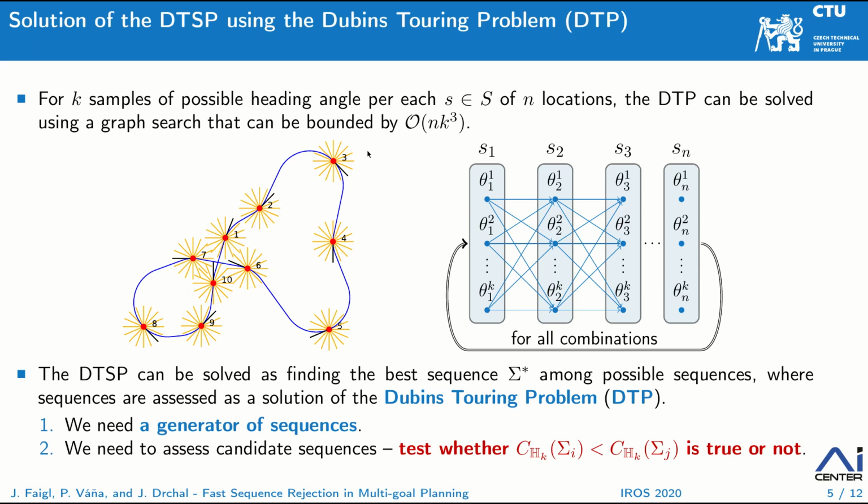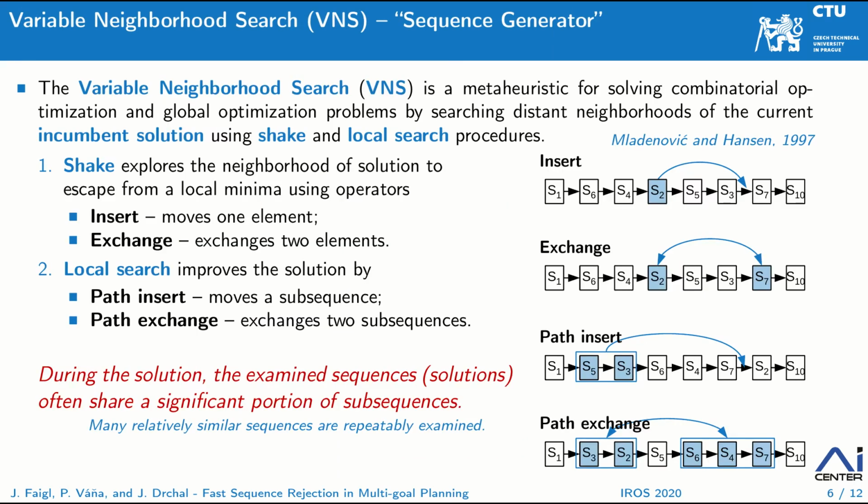Having a solution of the DTP, we can solve the DTSP as finding the best sequence among all possible sequences that are assessed as a solution of the Dubins Touring Problem. So, we need a generator of sequences and we need to assess candidate sequences to test which sequence is better. As a sequence generator, we consider the variable neighborhood search, the VNS, that is a meta-heuristic for solving combinatorial and global optimization problems. The VNS was introduced by Mladenovic and Hansen in 1997.